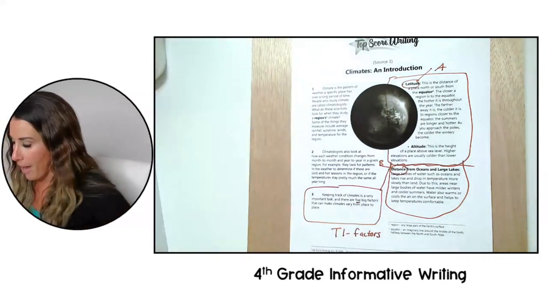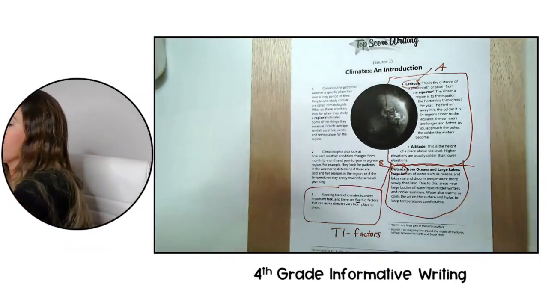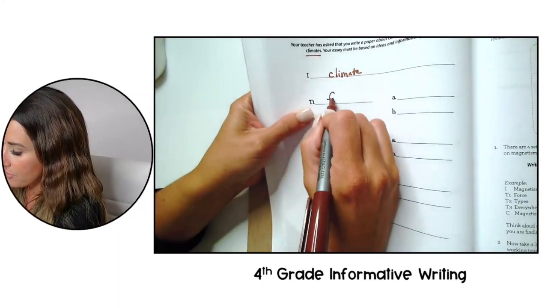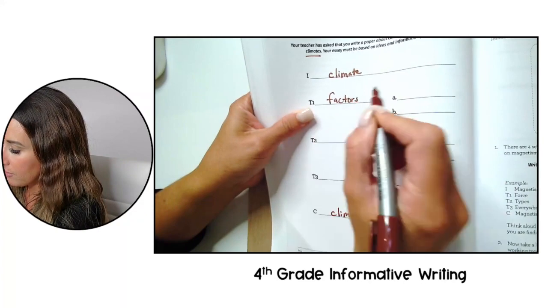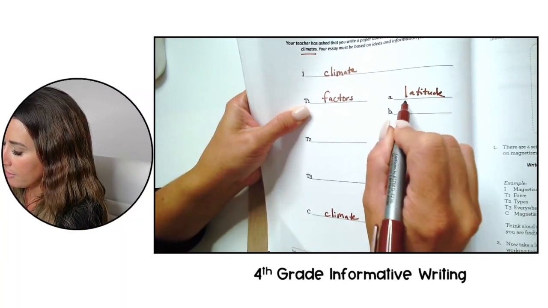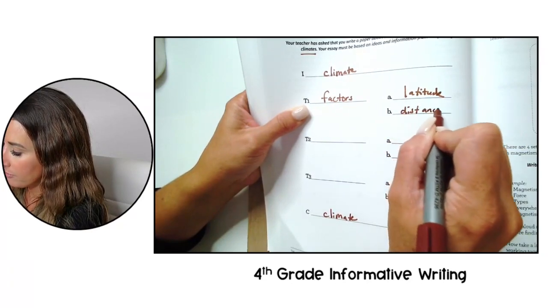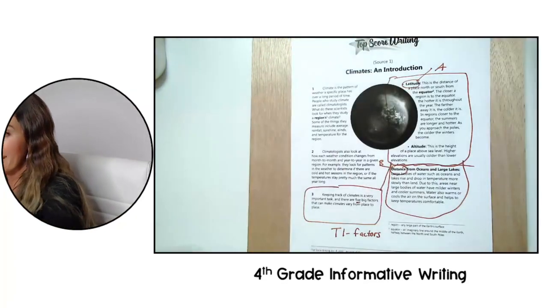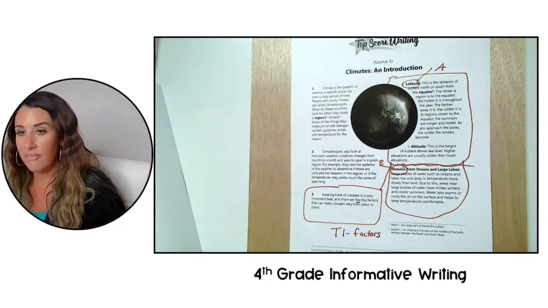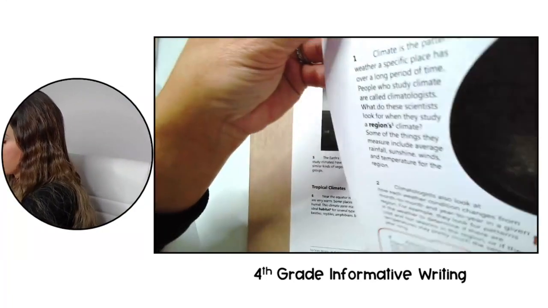So when I went back to my planning sheet, I put factors, and then I put latitude as my A and distance as my B. And then I had to keep reading through the text until I found a topic 2. So I kept reading.